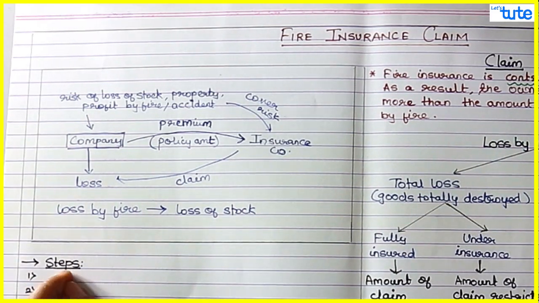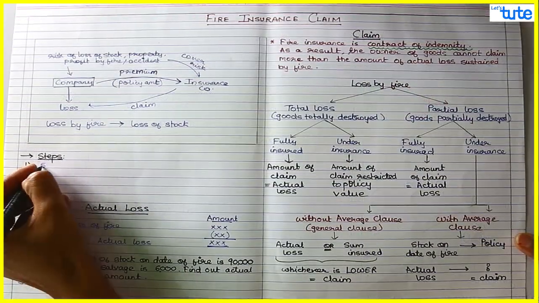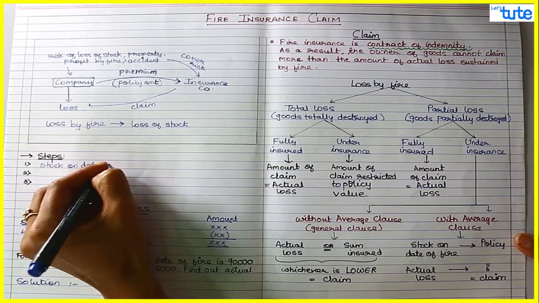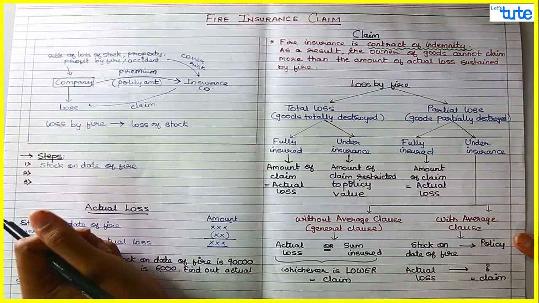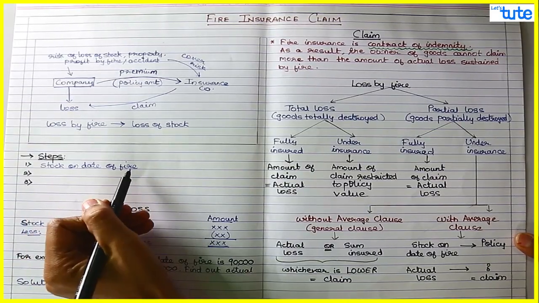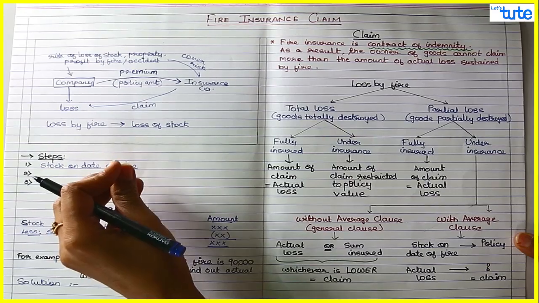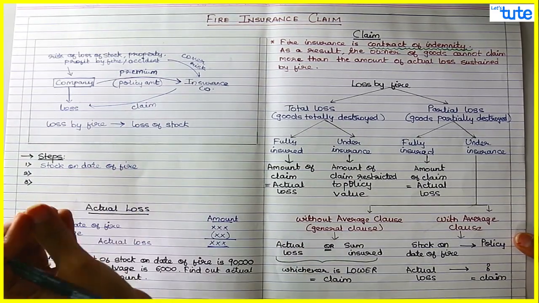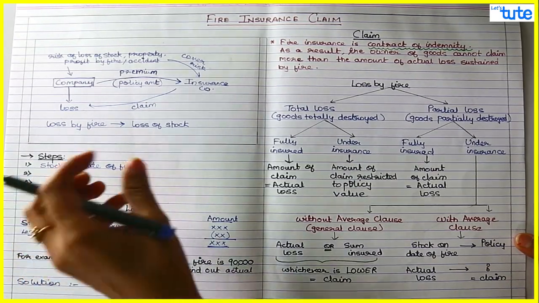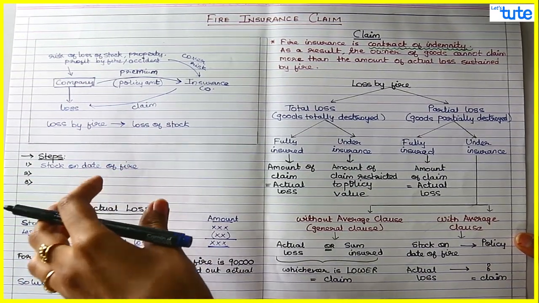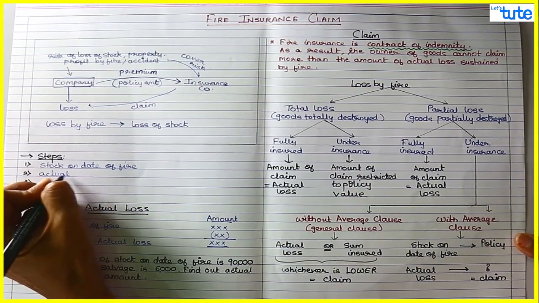So basically, if we see the steps, there are only 3 steps which we are required to do. First, we need to find out the stock on date of fire, because we are dealing with the loss of stock due to fire. So the first step over here is stock on date of fire. So we will have to inform the insurance company that when there was a fire, there was a stock of 10 lakhs in our godown, or a stock of 50 lakhs in our godown. So we need to find out how much stock was there at the place of fire on the date of fire.